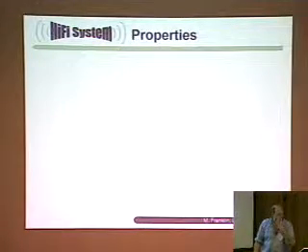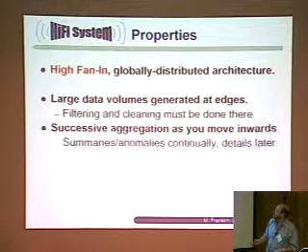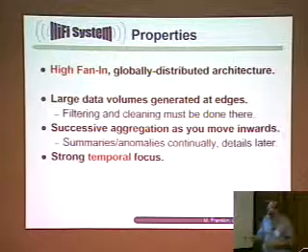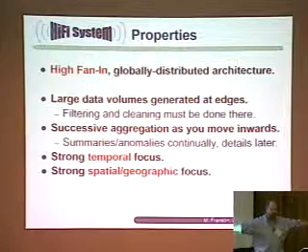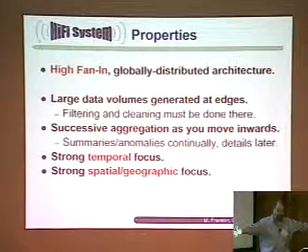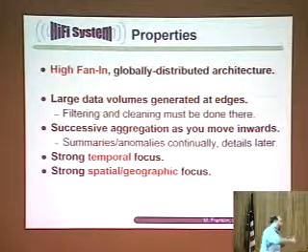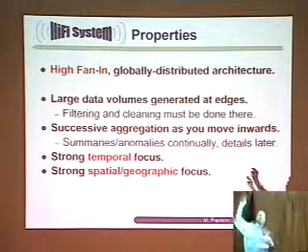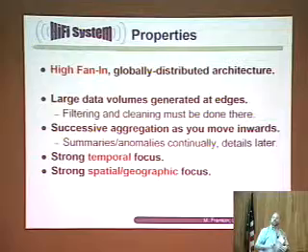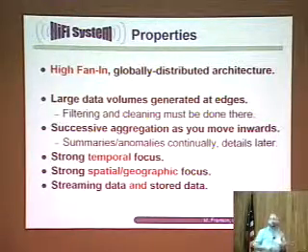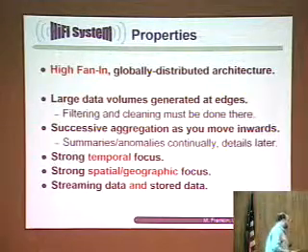I call these things high fan-in systems, or HiFi systems for short, and they have some common properties, mostly having to do with the fact that you've got lots and lots of data at the edges. You want to push filtering out to the edges. You want to push error detection out to the edges, but then you want to collect data, bring it in, make sense of it, and add value to it as you bring it into the network. There's a strong temporal focus for these applications, and a strong spatial, geographic focus. So how do we build systems that can handle that type of data efficiently? The data is going to be streaming in, so we've got to be able to process it on the fly.